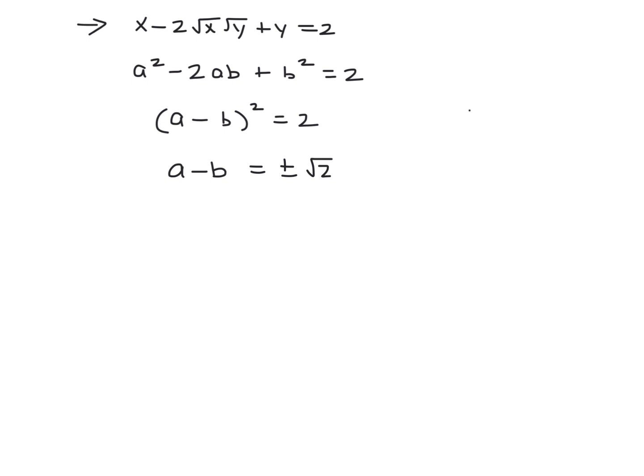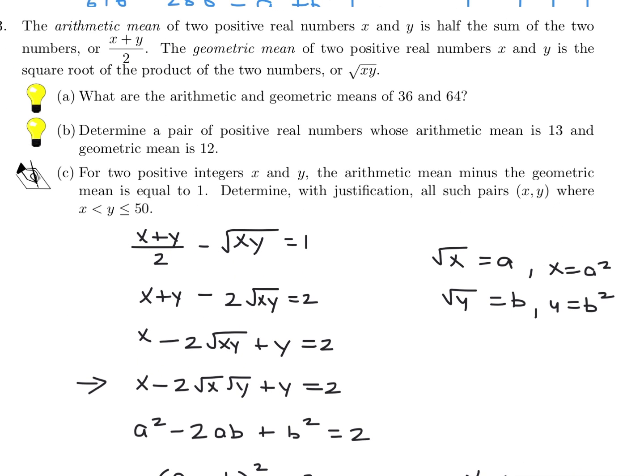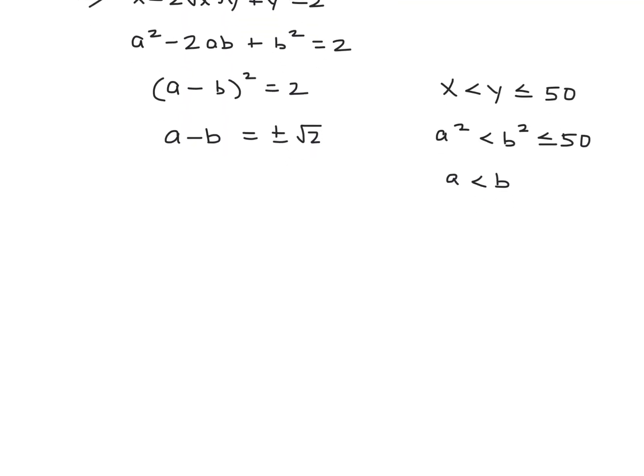And let me just write down the conditions because we have to abide by some conditions here. x is less than y is less than or equal to 50. Okay. So making that substitution, what we did up here, that means that a squared is less than b squared, which is less than or equal to 50. Yeah. So that means that a has got to be less than b, I believe. Because they're positive, right? They're positive? Yeah, they're positive. Okay, that's why we can make that conclusion.